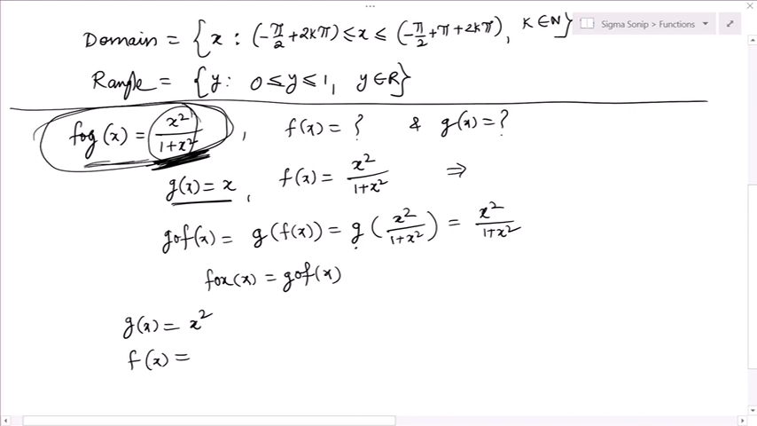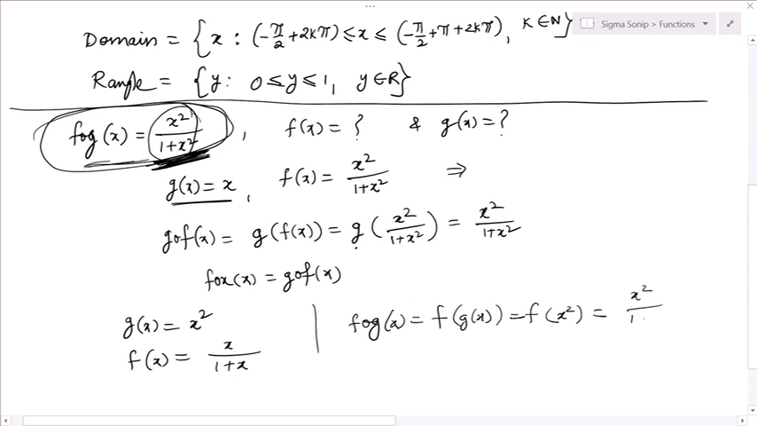My solution is that because g(x) is equal to x squared, f(x) is equal to x upon 1 plus x. And here you can check again that (f∘g)(x) equals f(g(x)), which is f of x squared. Now I put x squared wherever there is an x, and I get x squared upon 1 plus x squared.